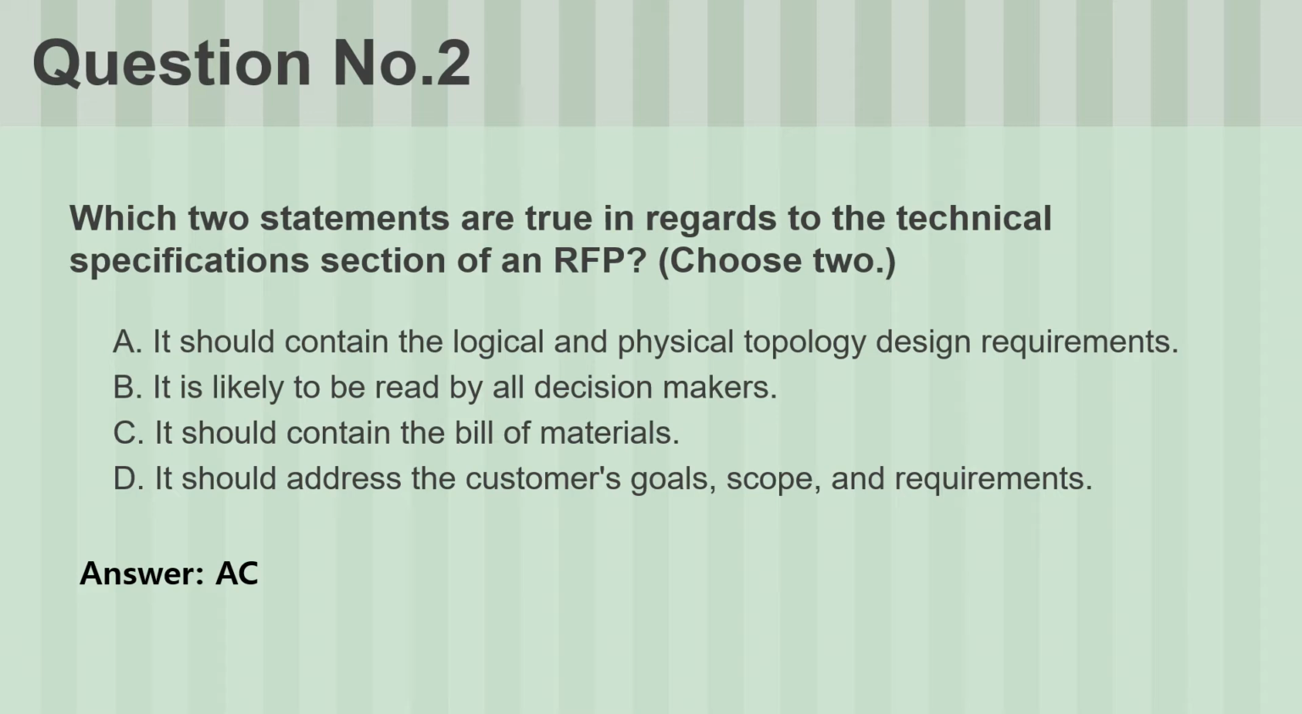Question number 2. Which two statements are true in regards to the technical specification section of an RFP? Choose 2. A. It should contain the logical and physical topology design requirements. B. It is likely to be read by all decision makers. C. It should contain the bill of materials. D. It should address the customer's goals, scope, and requirements. Answer AC.